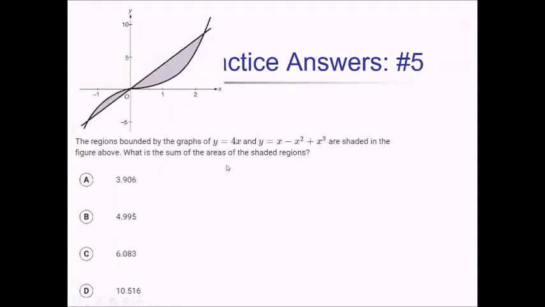For this problem, we have some regions bounded by the graphs of y equals 4x, which is the line here, and this other function, this cubic function. We want to know the sum of the areas of these shaded regions. So in order to figure this out, I'm going to need to integrate the difference of the two functions. And because the top versus bottom function changes about halfway through, I'm just going to use absolute value around my integrand when I do this.